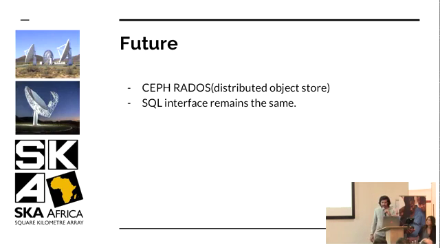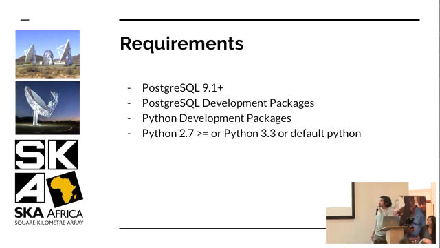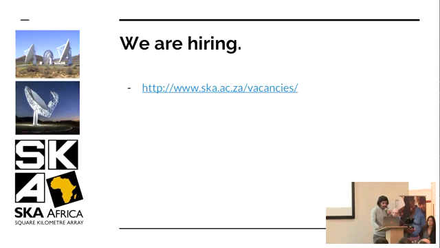And in the future, we actually plan to remove the HTML5 files and the other legacy files and then put some safe distributed object store within, still accessed via the Postgres interface. So the interface remains the same, this SQL interface. And then your requirements for just basic selecting, just selects, you need Postgres 9.1 plus, you need the development packages, the Python development packages, Python 2.7 or 3.3, and then also we are hiring.